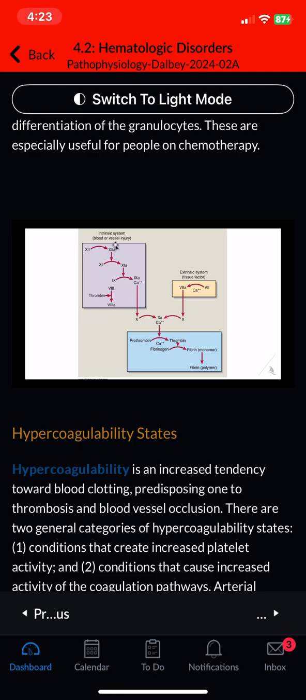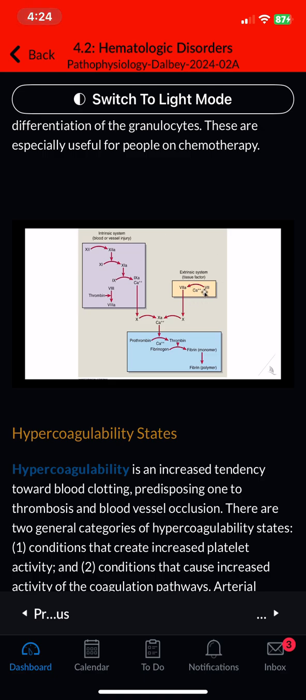The first is an intrinsic system that's also called contact activation pathway. And it's a slow process where the factors found in the blood or in the injured vessel cause the platelets to degranulize. For example, blood in a non-treated test tube will clot because of this intrinsic pathway.